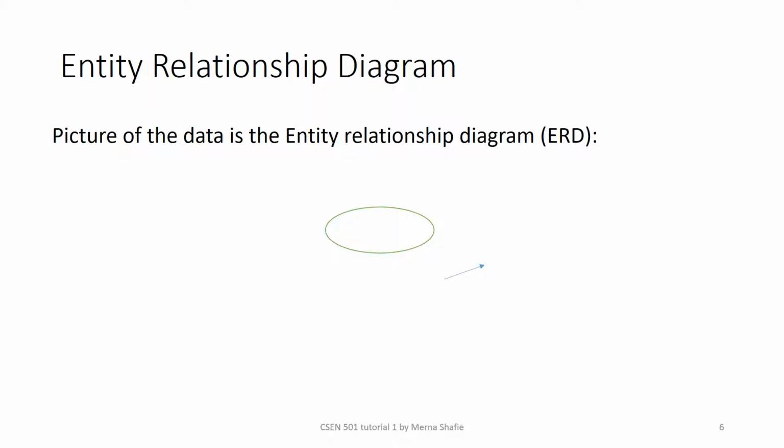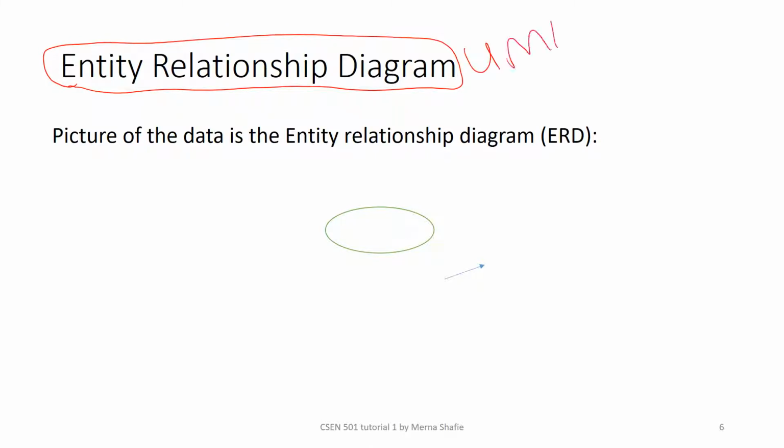The first thing, we have a picture of the data, which is the unified modeling language that we are going to learn, is the entity relationship diagram. The entity relationship diagram is a unified modeling language, which is what? It is a picture of the data. طيب. The picture of the data اللي هي اسمها entity relationship diagram, we are going to call it an ERD. ال ERD دي a picture of how the data is going to look like.